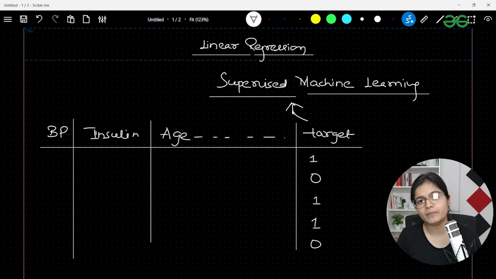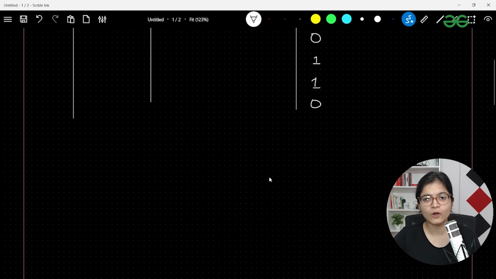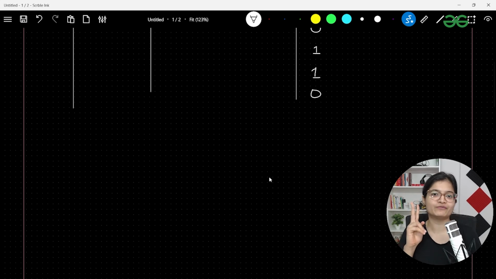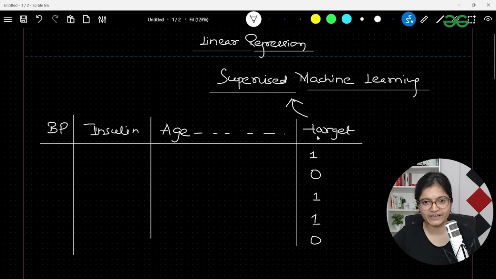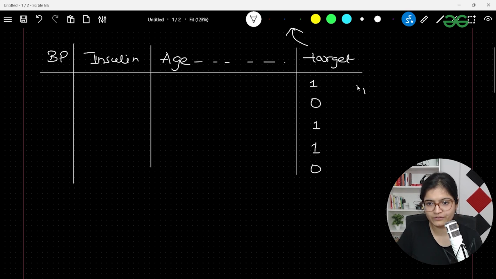Now, whenever we're talking about supervised machine learning algorithms, you will observe that we always deal with two different kinds of problem statements. One example, which I have just provided, is diabetes prediction. So, whether a person will have diabetes or not, right? That is the first example I talked about.